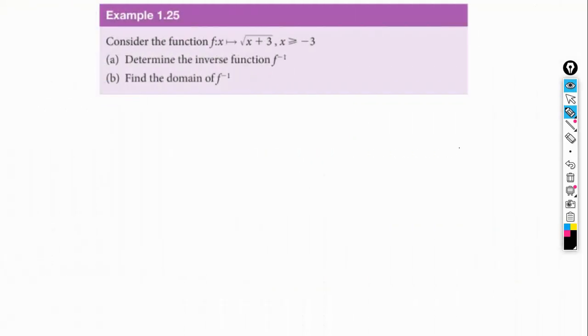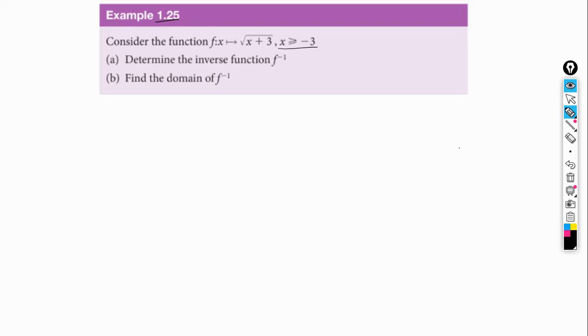Okay, very well. So next is example 1.25, and they say consider the function f such that x maps into square root of x plus 3, x greater than or equal to negative 3. So they already give us a restricted domain, which makes sense because it's a square root. So the domain would be restricted to values that are greater than or equal to negative 3. A, determine the inverse function.